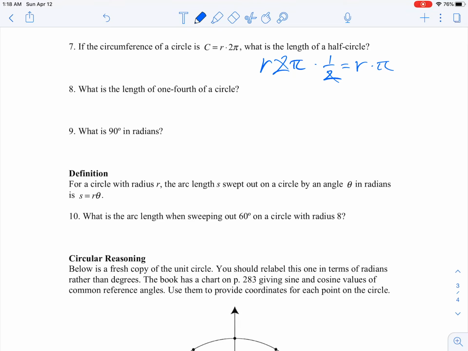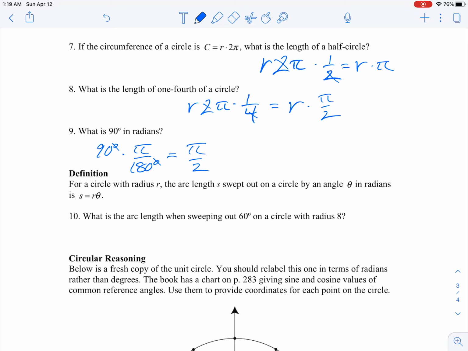Interesting. Let's keep going. What is the length of 1/4 of a circle? Okay, easy, same idea. r times 2 pi, this time we're going to be multiplying it by 1/4. And I'm going to get r times pi over 2. Okay, so r times pi over 2, and then what is 90 degrees in radians? Well, we need to use the pi over 180 conversion factor there. And I'm going to get pi over 2.